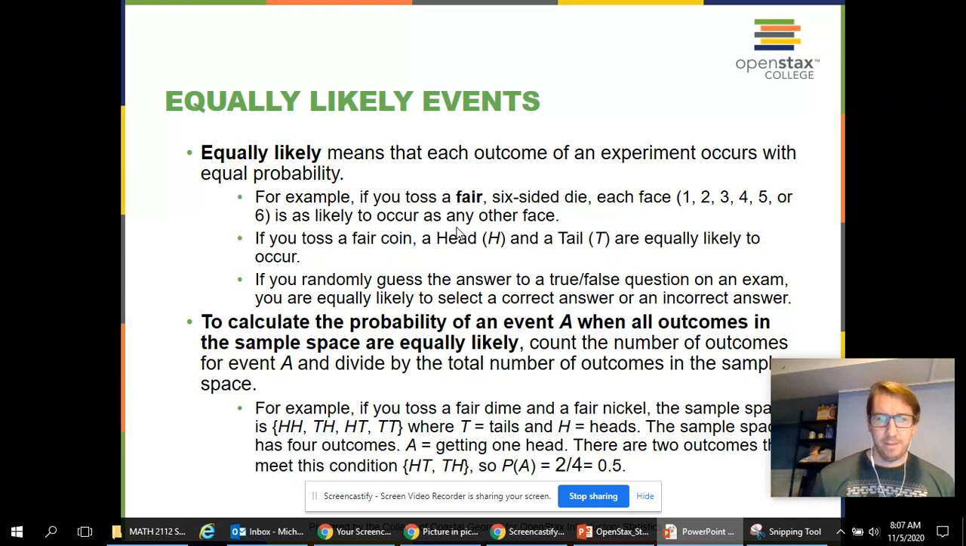So we have 4 outcomes, and we want to find A, which is getting exactly 1 head. For the probability of event A, there are 2 ways to do it: tails, heads or heads, tails. Therefore, there are two outcomes that meet this condition. So 2 ways to have success out of 4 total ways to do this. So 2 out of 4, we get 0.5 for this example.